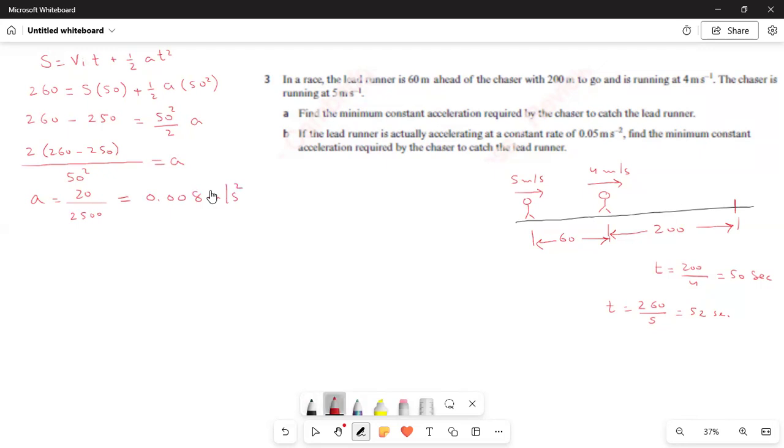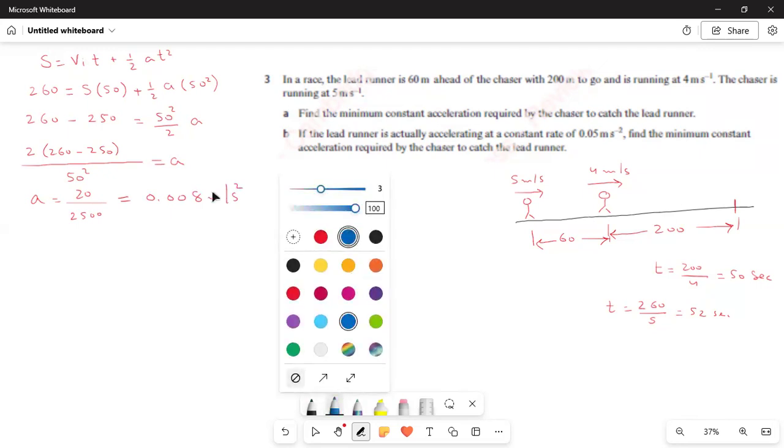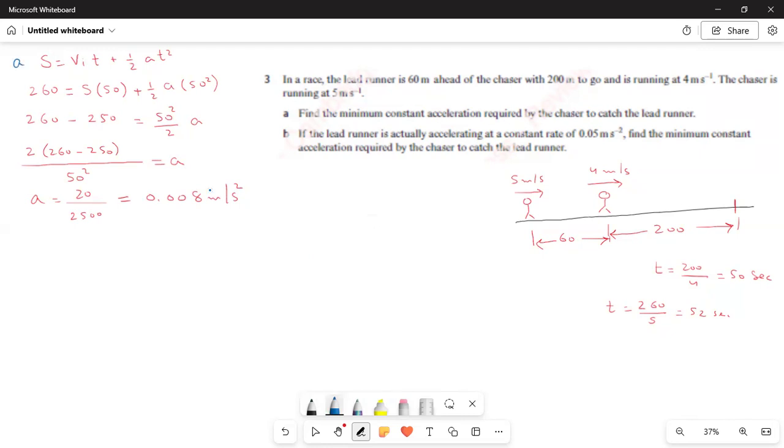So this was our part 1, this is a. Now let's do b. If the lead runner is actually accelerating at a constant rate of 0.05 meters per second squared, find the minimum constant acceleration required by the chaser. Now the lead runner's current speed is 4 meters per second, and he's accelerating with this acceleration.